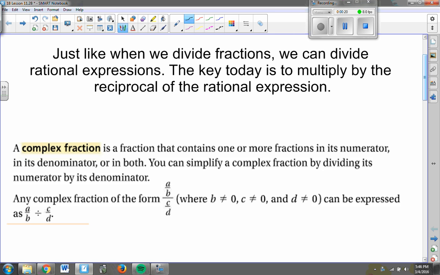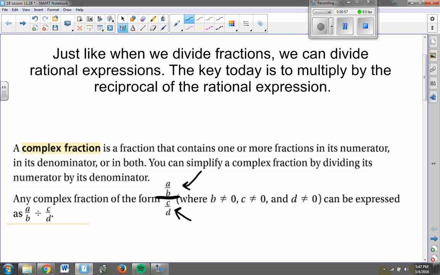A complex fraction is a fraction that contains fractions. So it's like a fraction over a fraction in the numerator and the denominator. The reason that we're going to talk about them today is because a fraction bar, hopefully you recall, is just like a divide sign. So when we have a fraction in the form a over b over c over d, that's really saying a over b divided by c over d. This bar here means divided by.